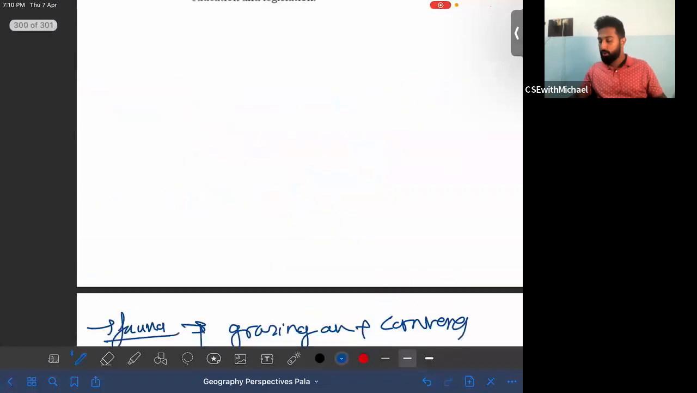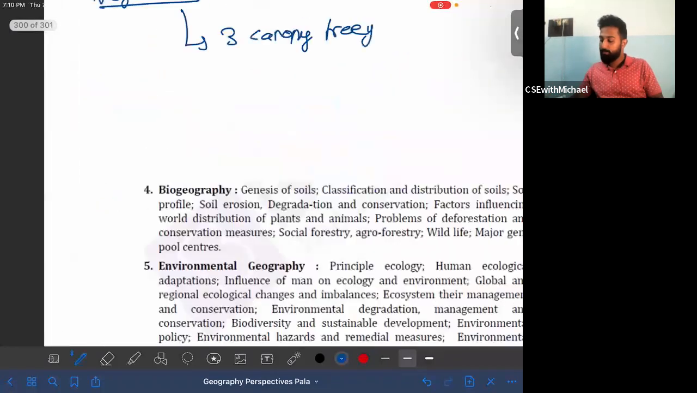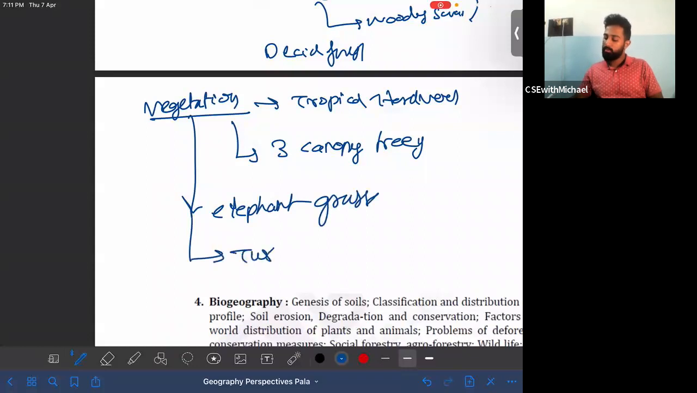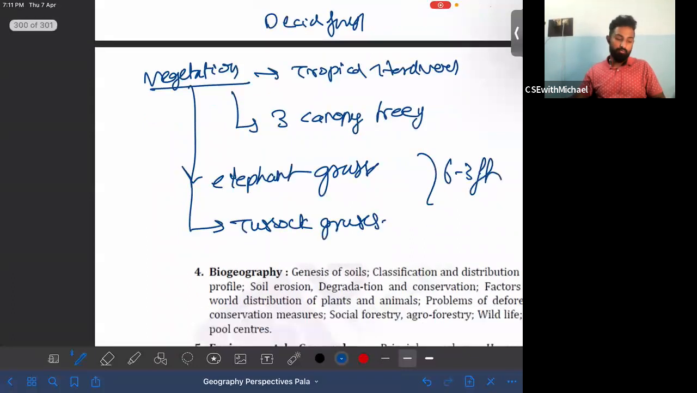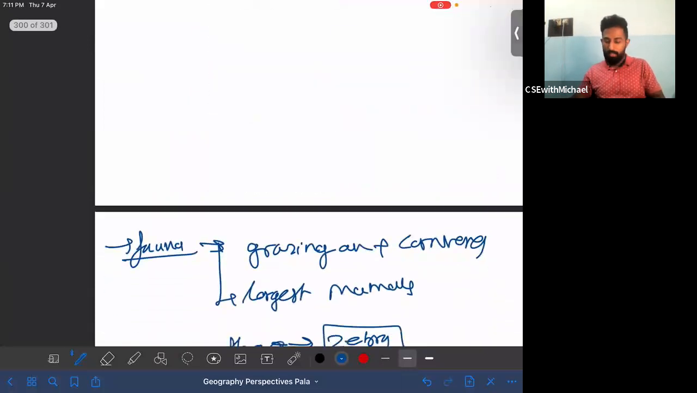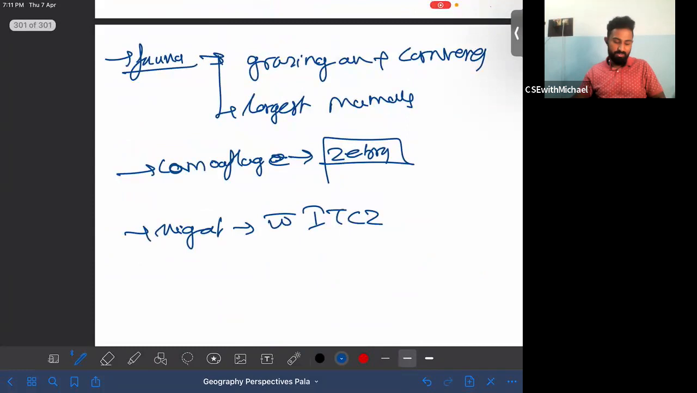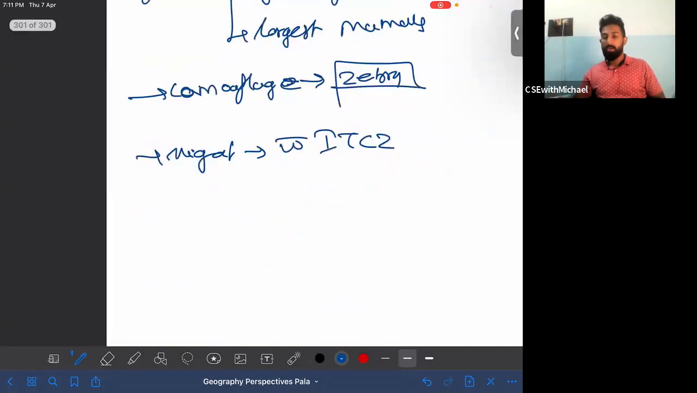When you are talking about vegetation itself, you have different types of vegetation. For example, there are elephant grasses, tall, high grasses, and also the tussock grasses. These are the two types of grasses which are found. They grow 3 to 6 feet high, so very tall. That is one thing about the animals. As far as animals are concerned, we know the different types. Just write them down: we have the tigers, the lion, the elephant, and a number of other things we can write about.